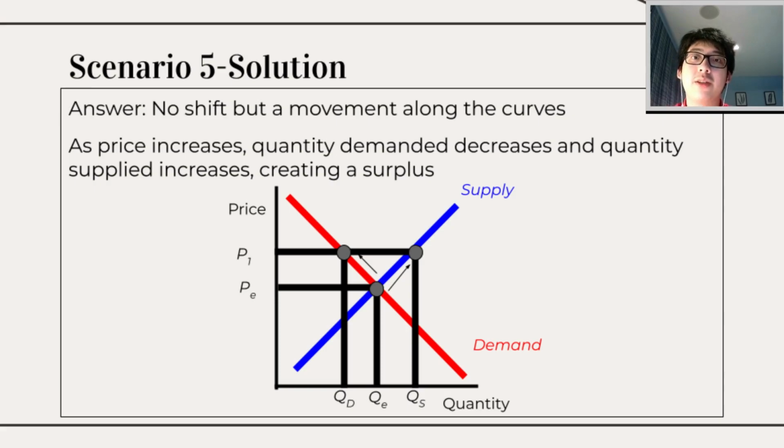Okay, so the answer is that none of these curves will change. Instead, it will be a movement along the curves, because price does not shift the curves; price only affects quantity demanded and quantity supplied. As price increases, the quantity demanded decreases. On the other hand, as price increases, the quantity supplied also increases. Because there will be more quantity supplied than demanded, this will create a surplus.